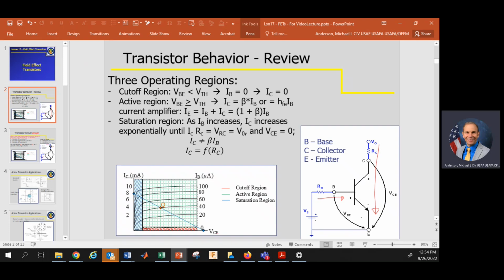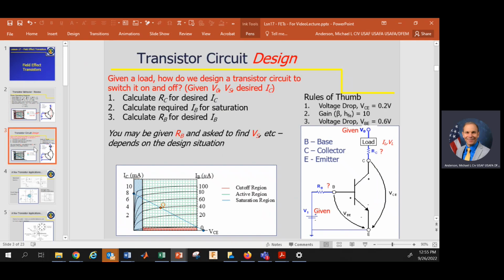Remember, we had these three operating regions. We have the cutoff region where nothing's happening. We have this active region in green where the transistor is acting like an amplifier. And we have the saturation region where we want to operate and the transistor is acting like a switch. And we talked about ways that we can build a circuit to ensure that the transistor is properly forward biased so that it is behaving like a switch. That's what's shown on this slide.